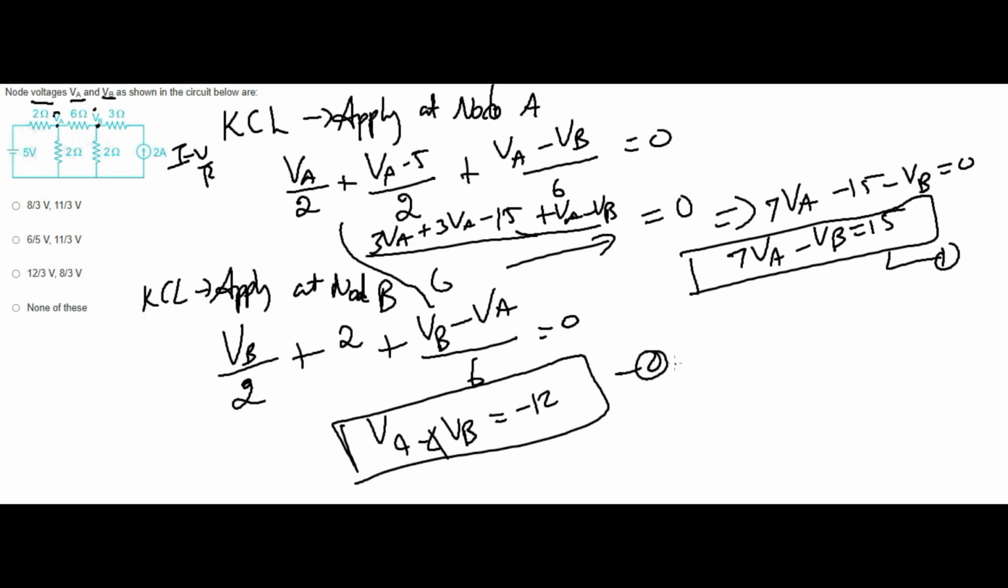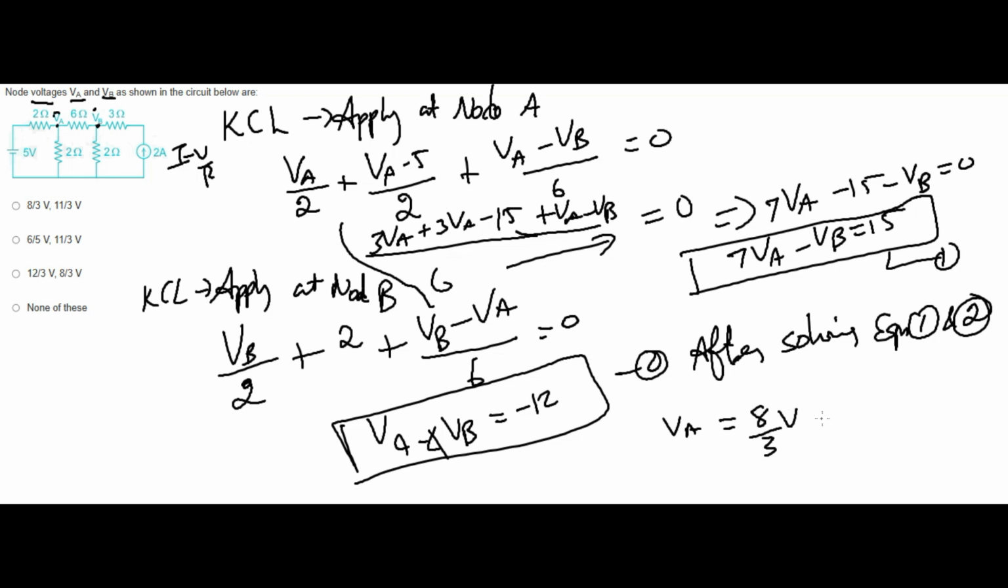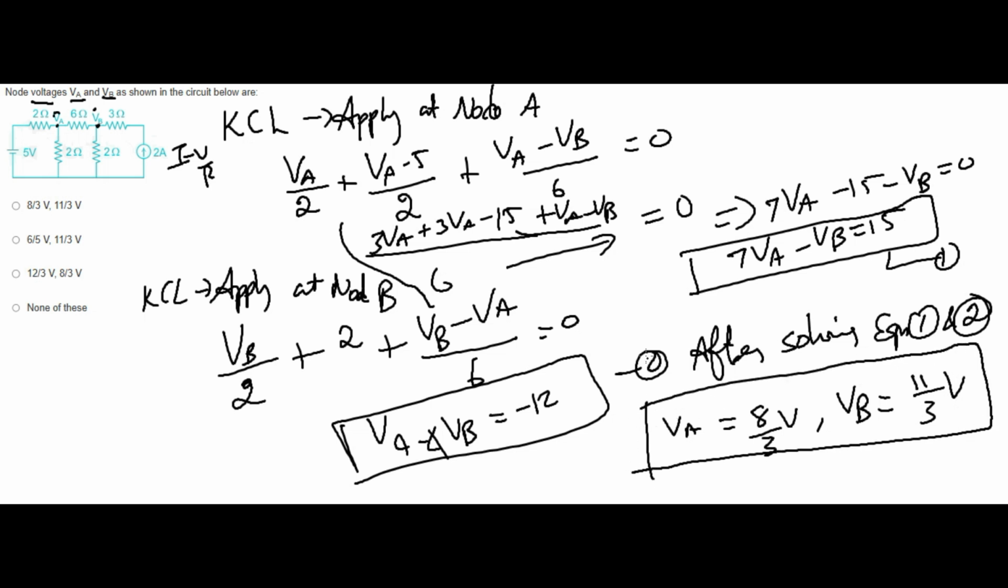After solving equations 1 and 2, you will get the answer VA equal to 8 by 3 volts, VB equal to 11 by 3 volts. Very simple. Please don't ask me to do the mathematical calculation. You can use 6th or 7th standard mathematics to solve this. It is very easy to calculate. So VA is 8 by 3 and VB is 11 by 3, that is the answer.